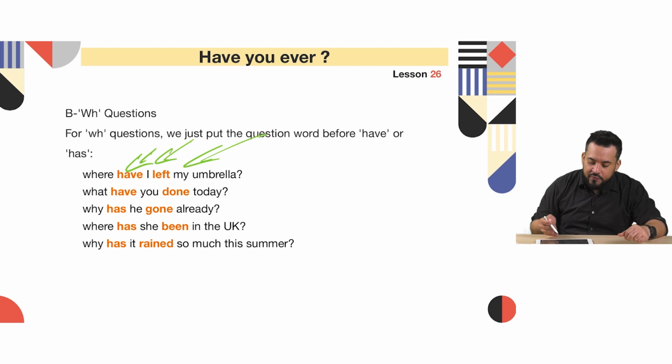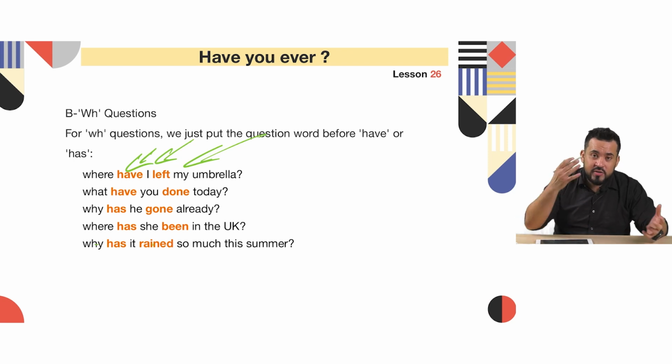Where have I left my umbrella? What have you done today? Why has he gone already? Where has she been in the UK? Why has it rained so much this summer?